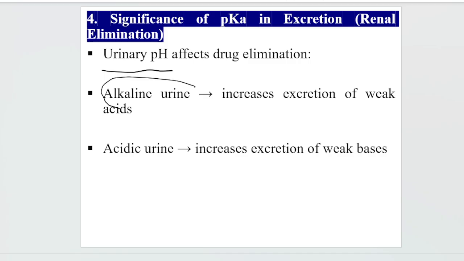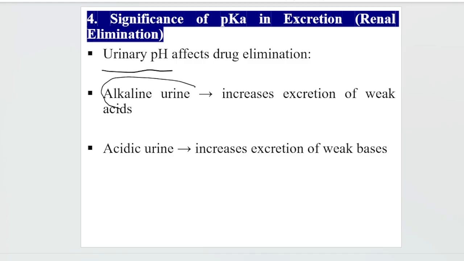So alkaline urine increases the excretion of weak acid drug. अगर हम किसी तरीके से यूरिन को अल्कलाइन करते हैं, the weak acidic drug they become excreted from the urine. So because the urine has become basic, इसकी pH को increase किया गया है.